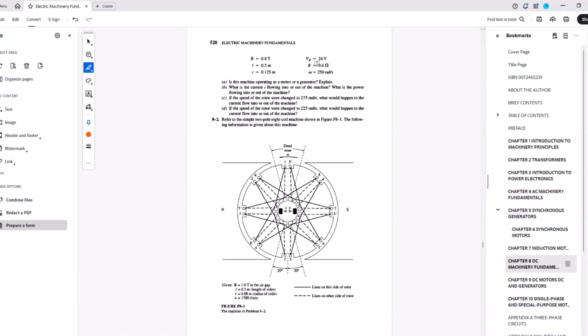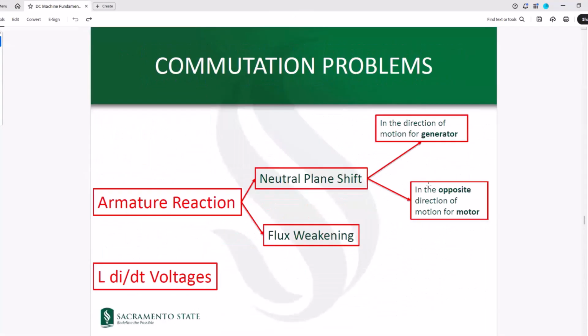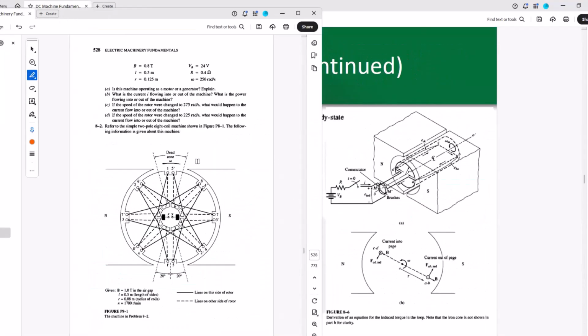VB is the battery voltage. In that figure, we had a battery at 24 volts. R is 0.4 ohms. That's the resistance of the circuit, which could be the internal resistance of the battery. And the rotational speed is 250 radians per second. Let me bring that figure from the notes and put them side by side. So when we have these conditions, if we are applying this voltage and closing the circuit, is the machine operating as a motor or a generator?